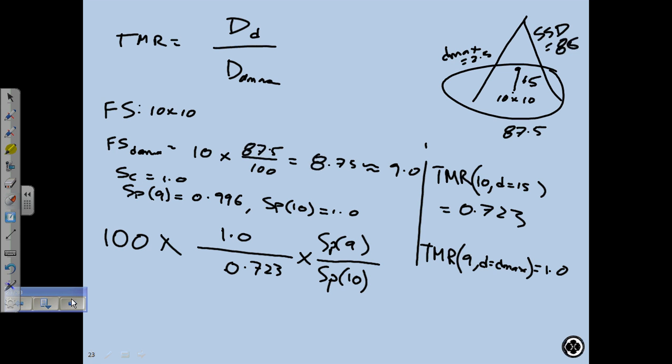Is that it? We have one more thing to do. One more thing that affects our dose. We're moving closer to the source.